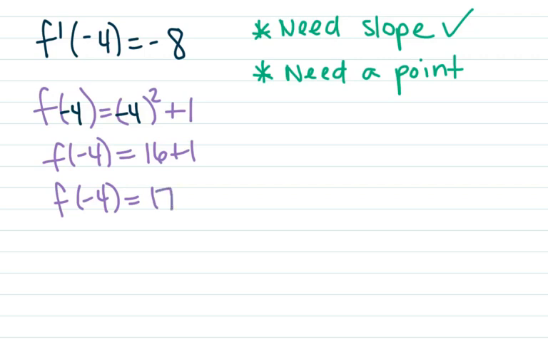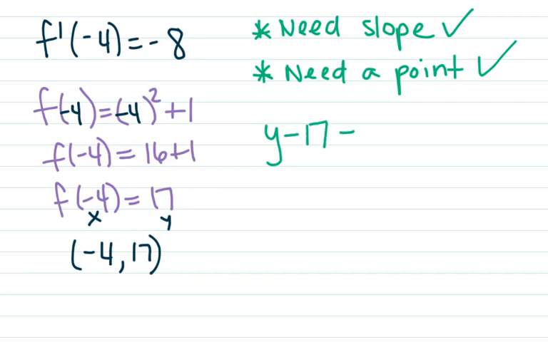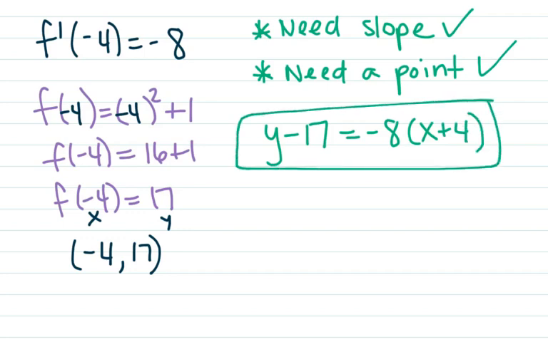Okay, so if we remember our function notation, we know that's x and that's y, so this gives us the point -4, 17 to work with. So now we have the two things we need, and we can actually write our equation. I'm going to do all of these in point slope form just because it's fast. So y minus 17 equals our slope times x plus 4, since it was a -4. And that would be the complete equation of that tangent line to the curve at x equals -4.